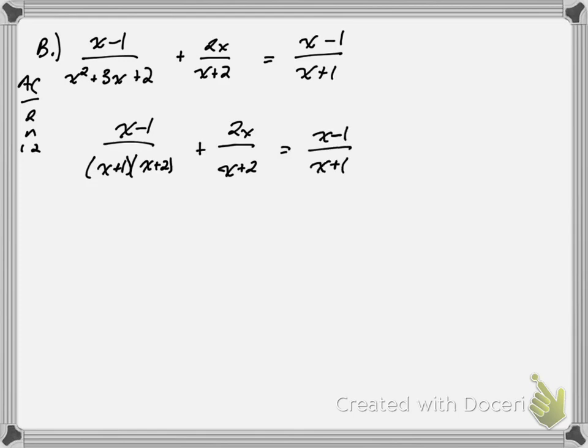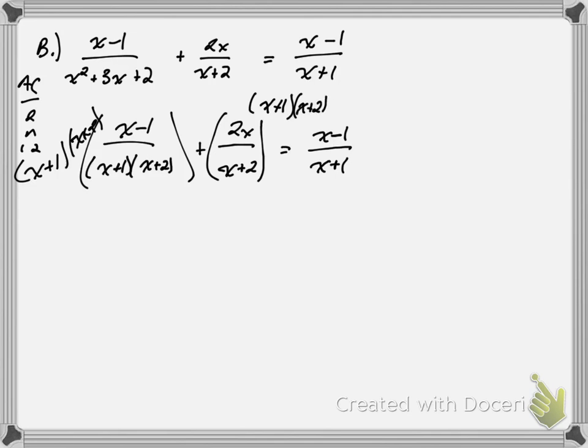So I'm going to look. What's everything have? Well, this has x plus 1, x plus 2, and then x plus 2, x plus 1. So my common denominator is just going to be that x plus 1, x plus 2. Okay, and make sure you multiply everything by it. That makes your life easier. Then multiply this by x plus 1 times x plus 2.